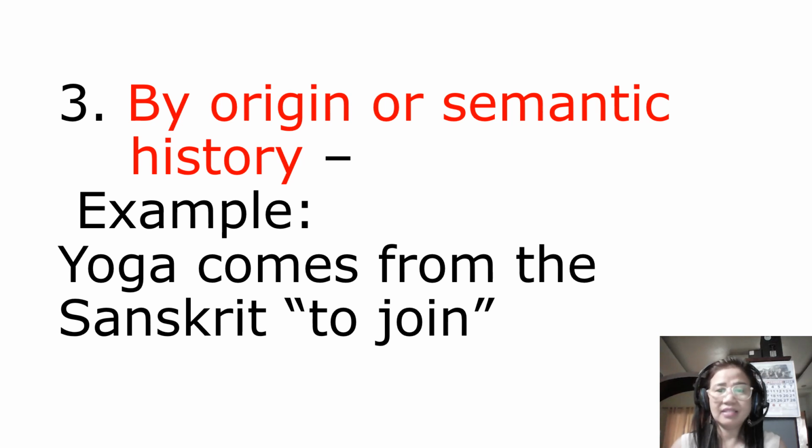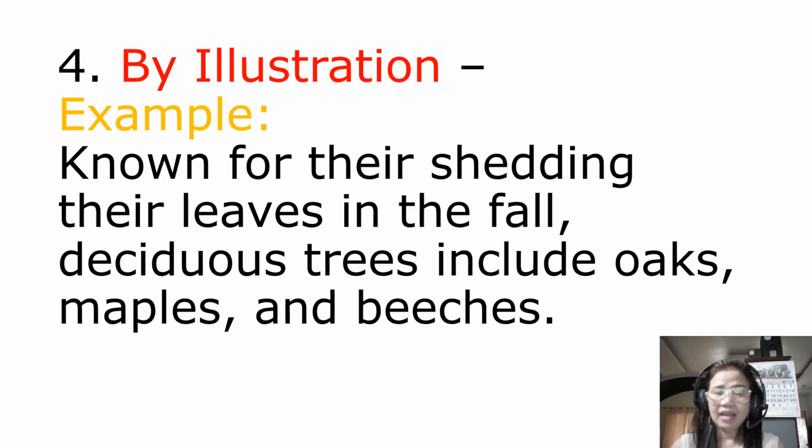Next, by origin or semantic history. Example: yoga comes from the Sanskrit word meaning to join. So you defined it by using the origin of the word and the meaning of it. Next, by illustration. Example: known for shedding their leaves in the fall, deciduous trees include oaks, maples, and beeches. So in here, you try to illustrate, you try to form an image in the mind of your readers.